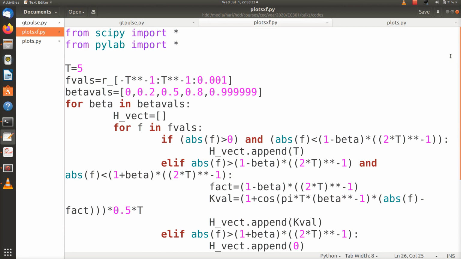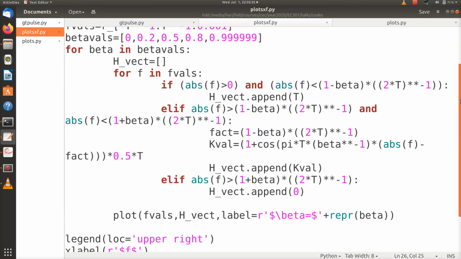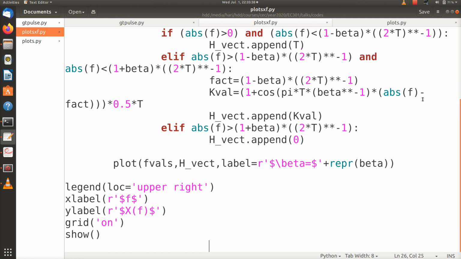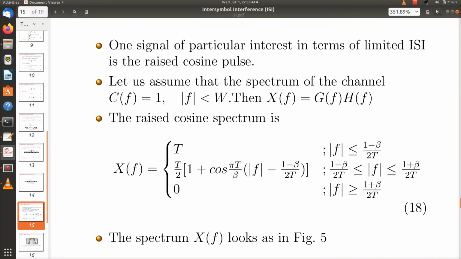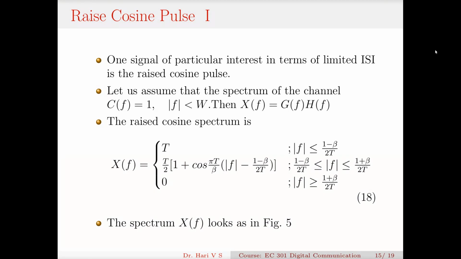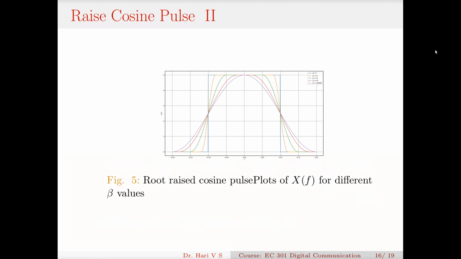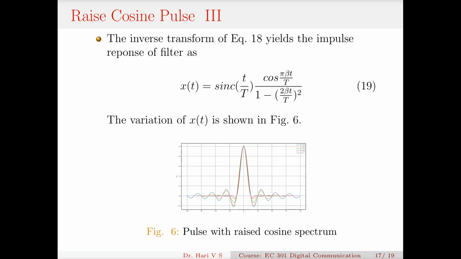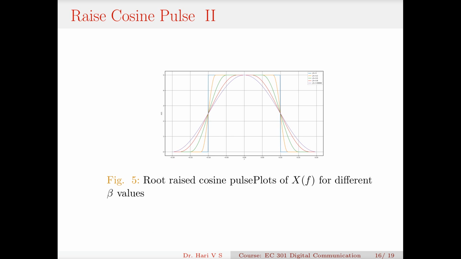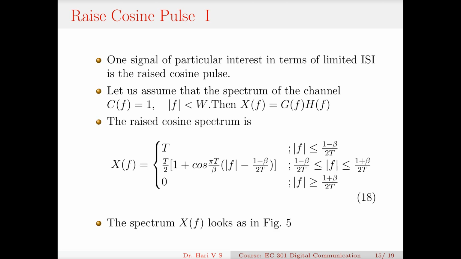Now let me go back to that presentation, and again I will enlarge the presentation. So this is how the raised cosine pulse, the plots of X(f) for different beta values, look like. This is a spectrum X(f) value. Correspondingly there is a value for x(t), which is the inverse Fourier transform of this equation. What is this x(t)?